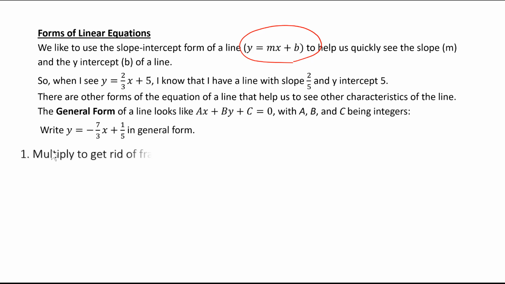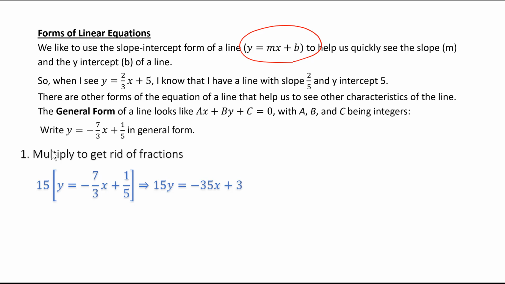And to do that, all you have to do is multiply, first of all, to get rid of any fractions there might be. So in this problem, y equals negative 7/3 x plus 1/5, we would want to multiply the whole equation through by 15 so that we wouldn't have any fractions left. So 15 times that whole equation, the 3 cancels and we end up with negative 35x, and then the 5 cancels and we end up with 3 for the constant.